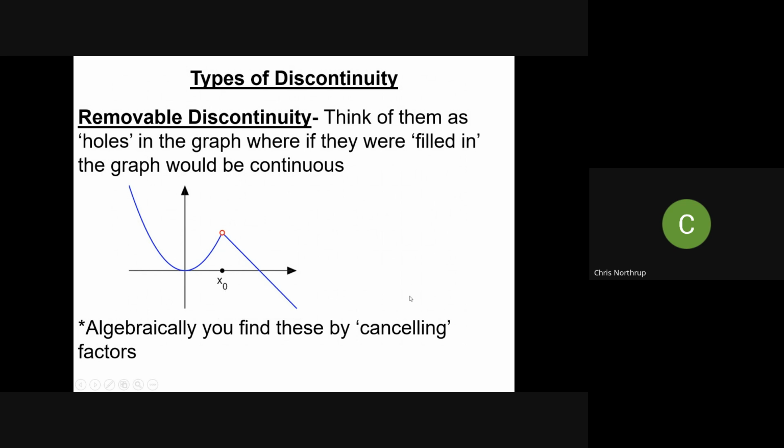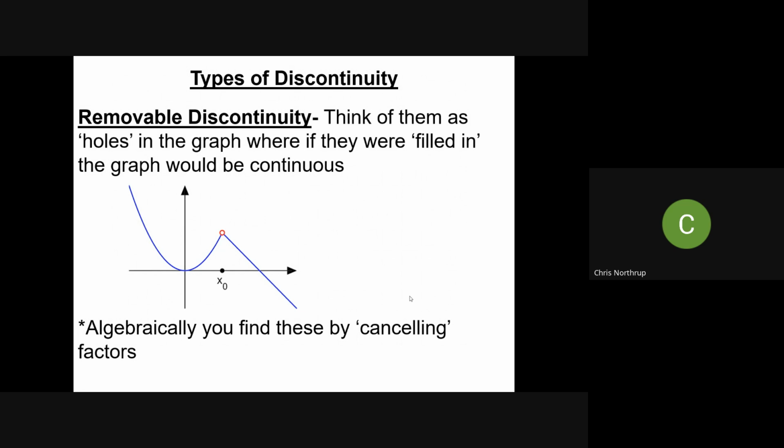If I look at that function value, it doesn't exist there. But I do have a limit as I approach x sub 0. So this is what we call a removable discontinuity. It's just a hole that if I were to fill in, then I would have continuity.